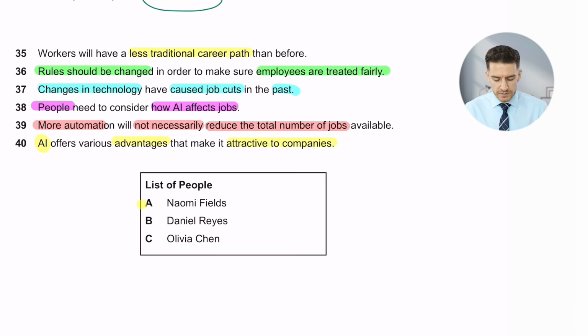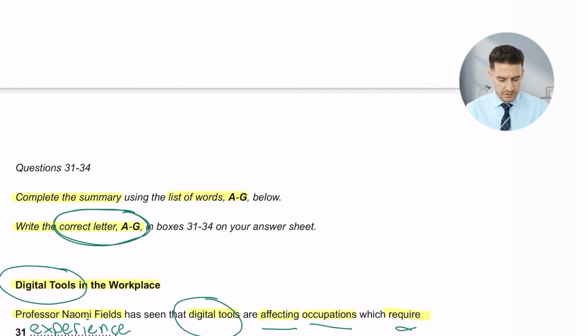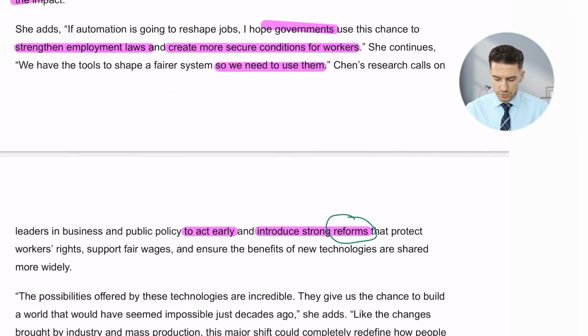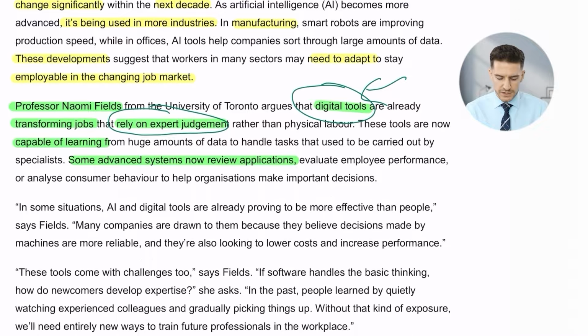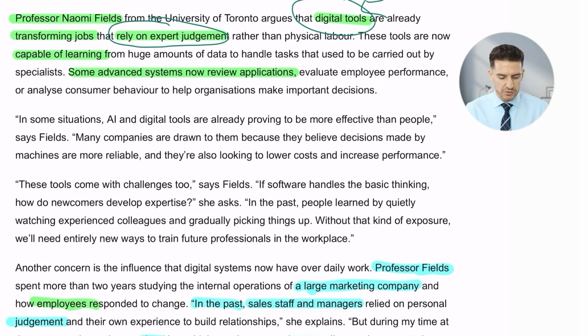Now we can start with the first person, and the first person is Naomi Fields. So let's go back to the very top of the passage, and we'll quickly see what she says. Because if you remember, I believe the first mention of her was in paragraph 2. Okay, so let's quickly have a look at what she says. She talks about transforming jobs. We've had a look at that before.